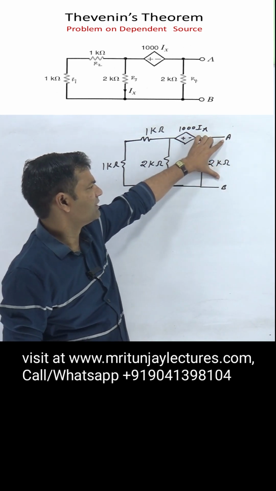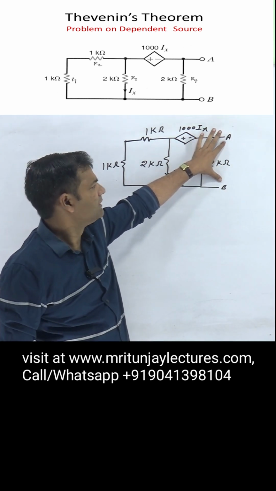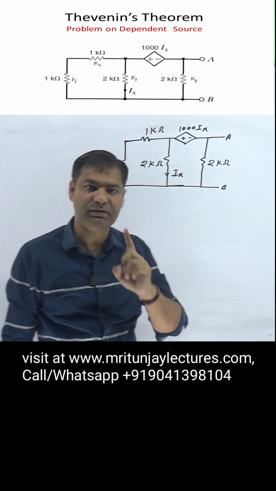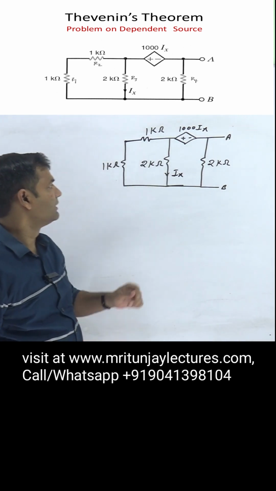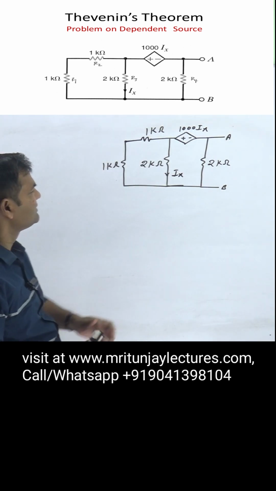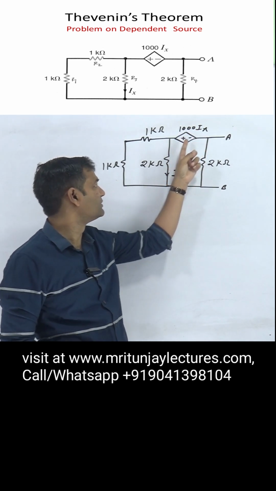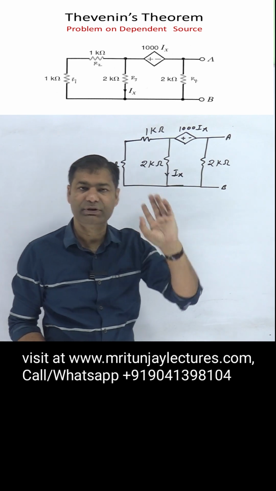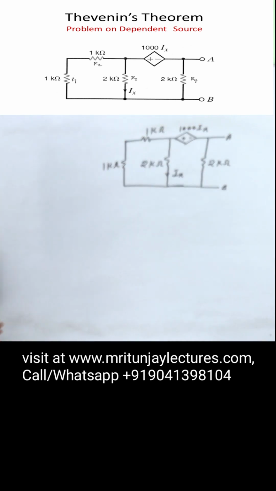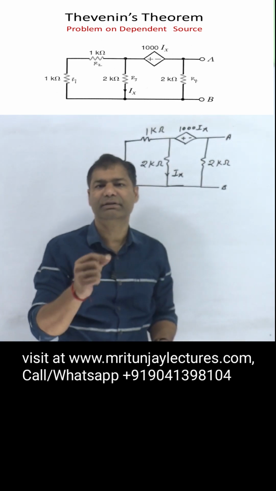Now our motto is to determine, or you can say find out, Thevenin's equivalent corresponding to the AB terminal. Clear or not? And this one is a current dependent voltage source. This is Ix, here Ix. So this is a current dependent voltage source. Clear? Now next one.